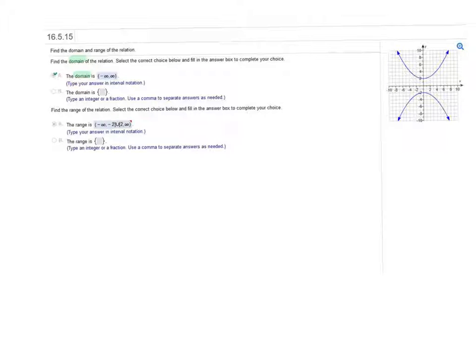And looking at the graph, we see that the domain, remember, is your x values. And because the graph continues up and out forever, and also down and out forever, that means that the domain is negative infinity to infinity.